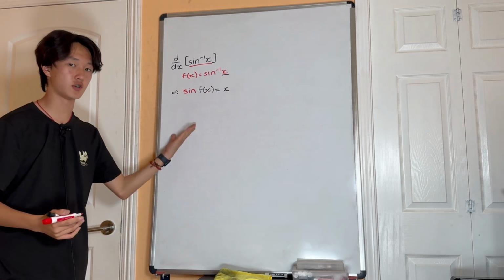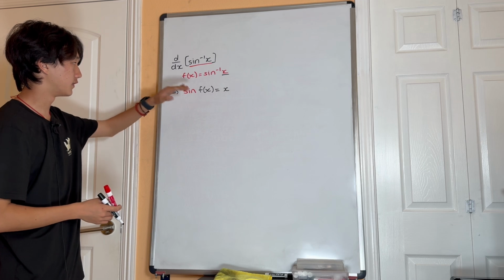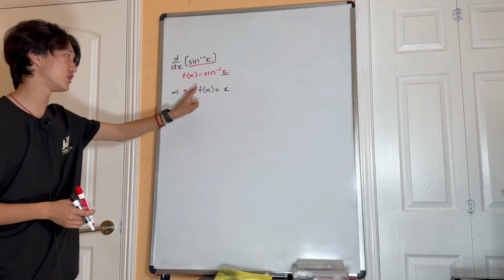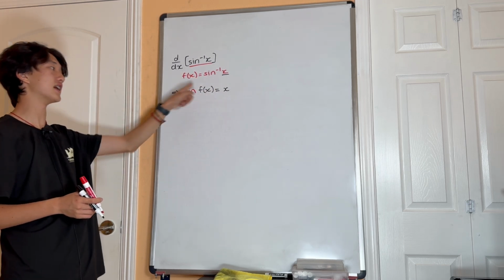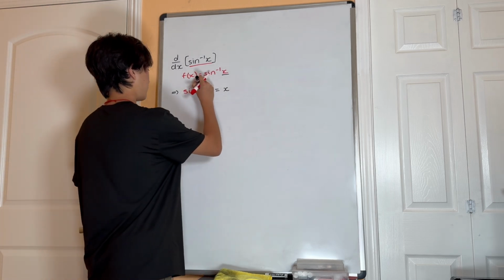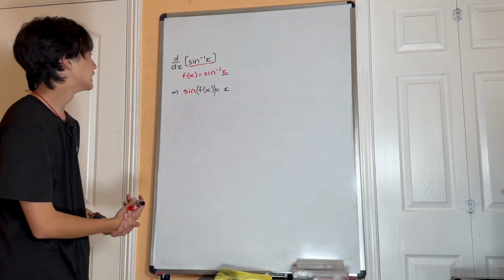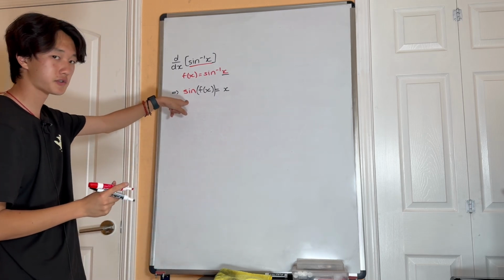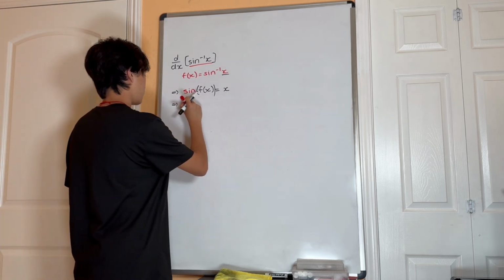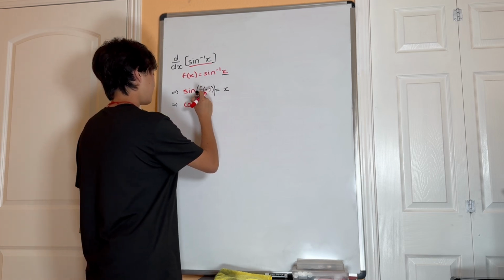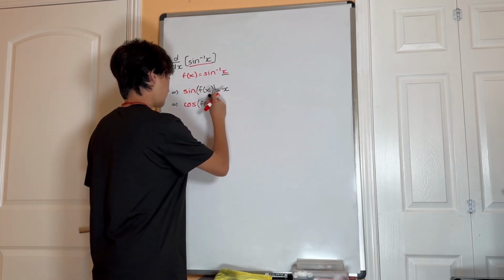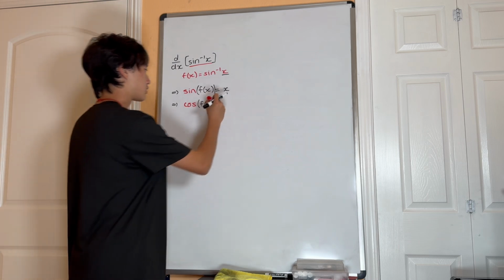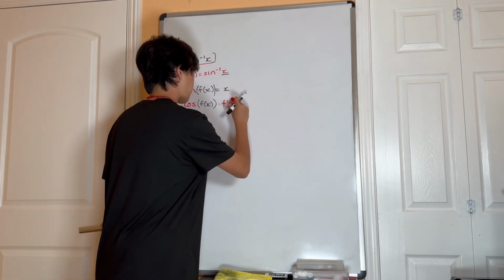So now we know how to differentiate everything, right? We know the derivative of sine, we know the derivative of x, and we know how to use chain rule, because this is a function inside of another function. So let's take the derivative on both sides. On the left-hand side, the derivative of sine is just simply cosine. So I'm going to take the derivative of the outside function and keep the inside function the same. And then we have to multiply by the derivative of the inside function.